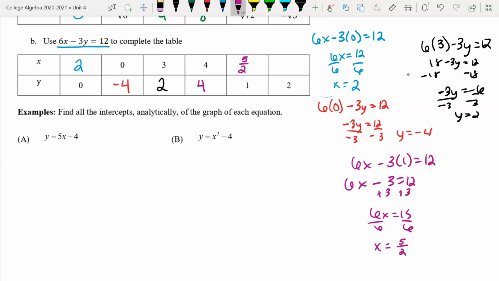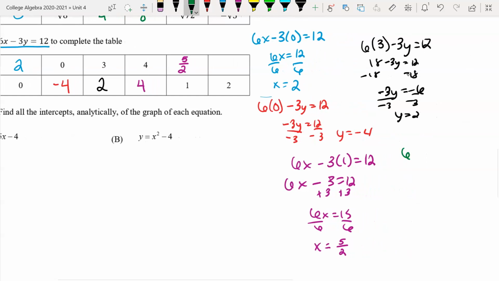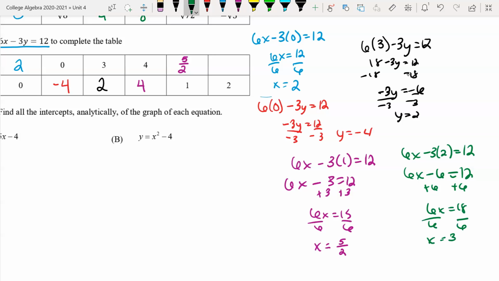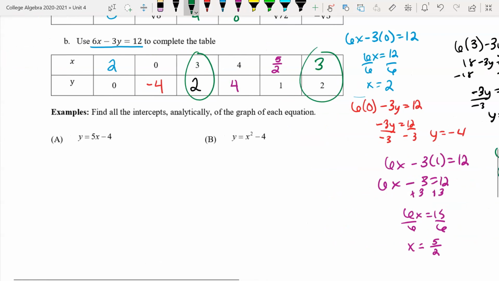If you get a fraction, doesn't mean you did it wrong. You just got to make sure it's simplified, okay? I can't do 15 over 6. I got to do 5 over 2 because that's a simplified version. If I plug in 2 for the y, this one you actually get a whole number. Okay, my x is 3. And these should match up because it's the same point. But I just wanted to show you that you could do it either way. Okay?